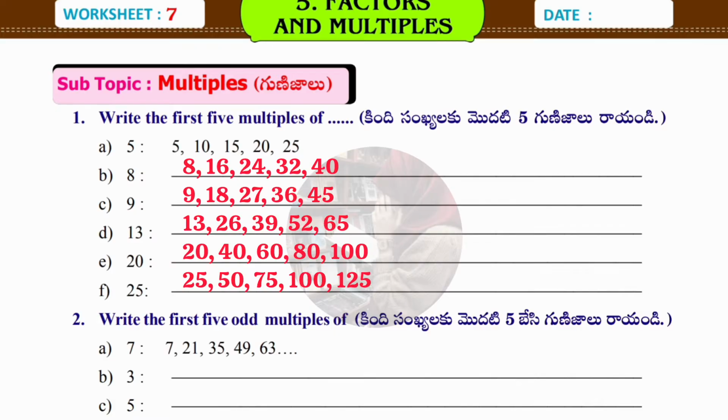Then 7 8s are 56. 56 is an even number, so leave it, skip it. Okay, 7 9s are 63. Write down 63. In this way, you have to write down the first 5 odd multiples. Here we have collected the first 5 odd multiples as 7, 21, 35, 49 and 63.